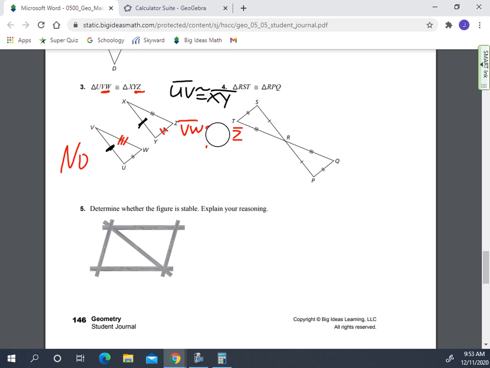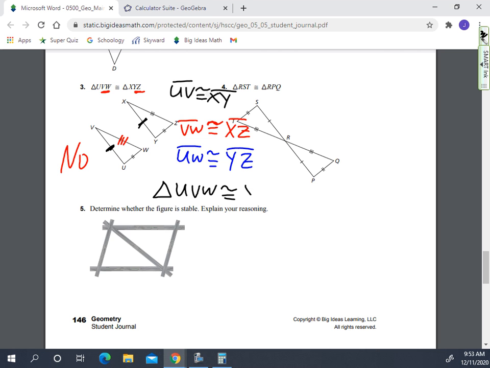What is VW congruent to? VW is congruent to XZ. Okay. And UW is congruent to YZ. So the correct congruent statement would be triangle UVW is congruent to YXZ. Okay? That's what I'm saying, order matters.